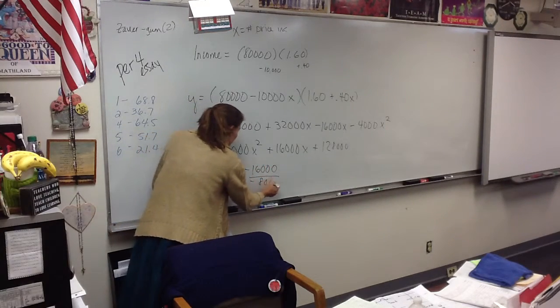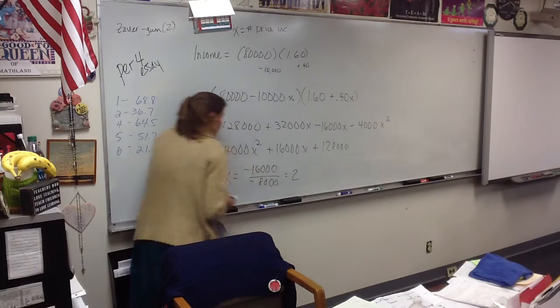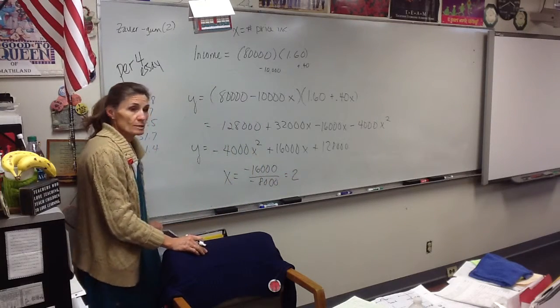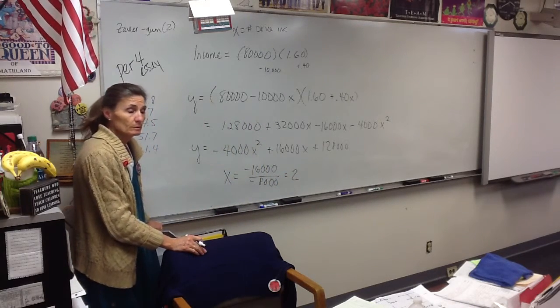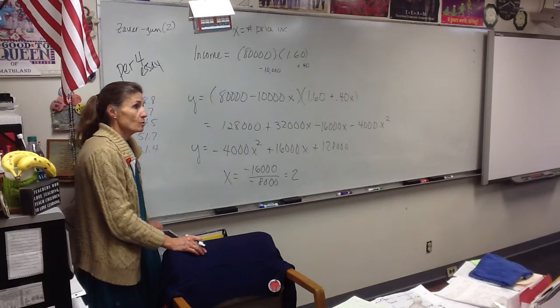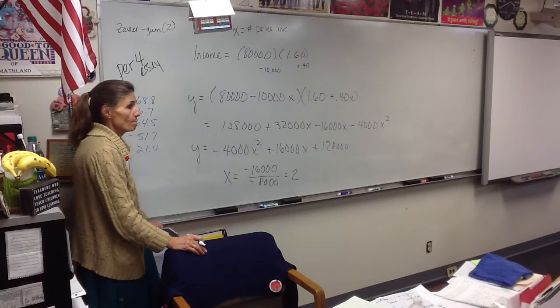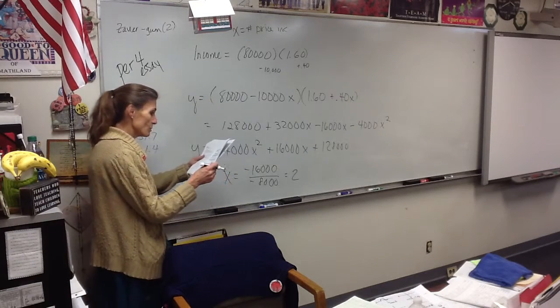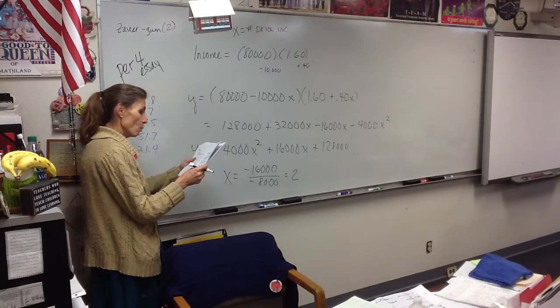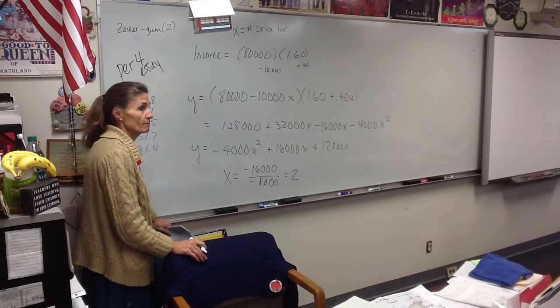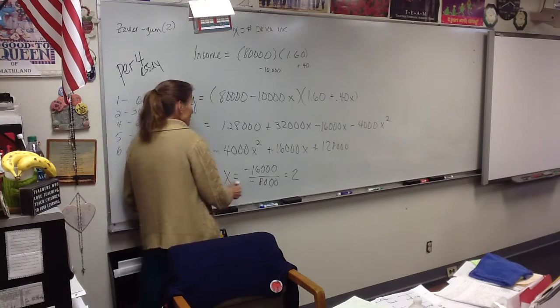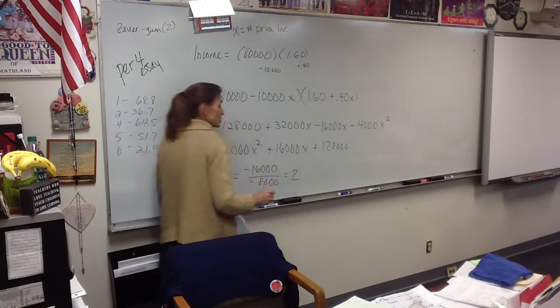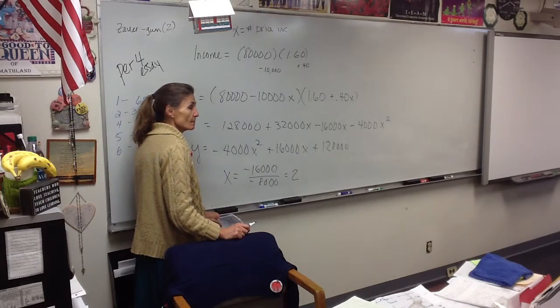over 2a, which works out to be 2. And what does that 2 stand for? How many times I'm going to change the price. So what was the question? What price per copy? The maximum income is going to be earned if I change the price 2 times.